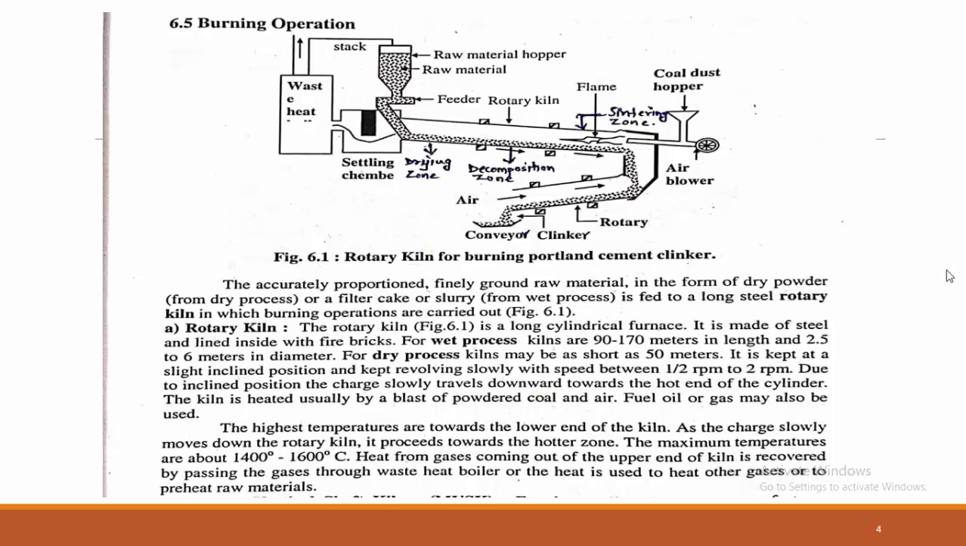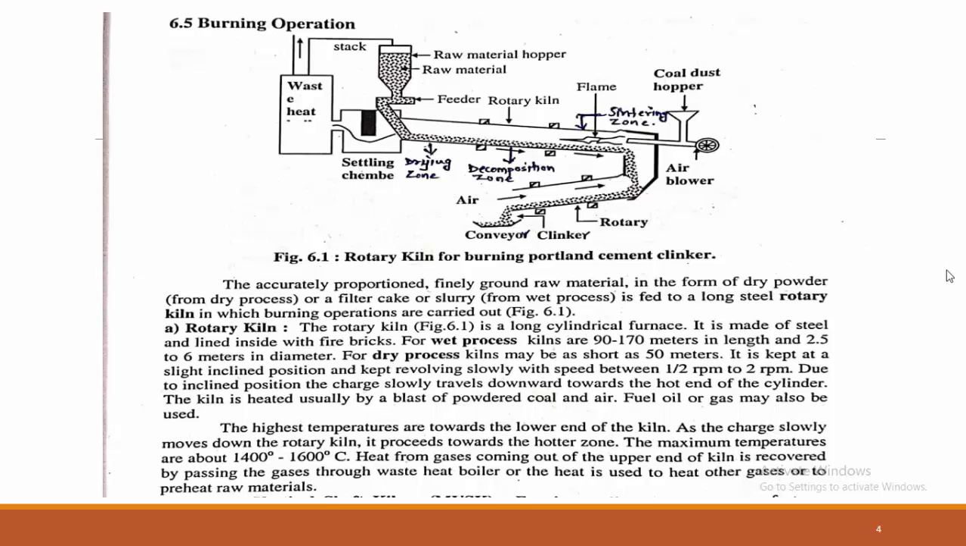As the rotary kiln continuously rotates at half to 2 rpm, the material fed from the top continuously moves toward the hotter zone, toward the lower end, the burner side, where the maximum temperature is about 1400 to 1600 degrees Celsius. It means the lower end is at the higher temperature, 1400 to 1600 degrees Celsius.